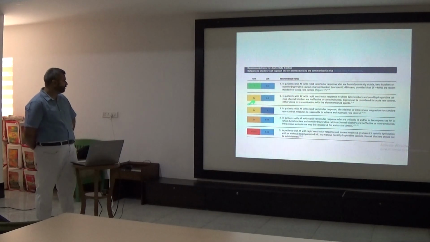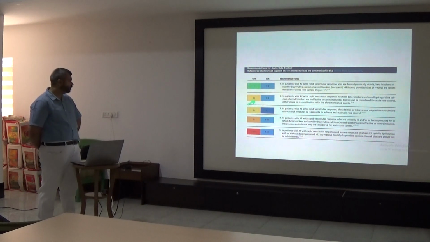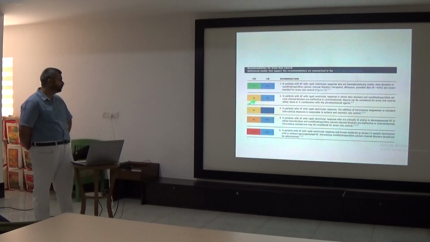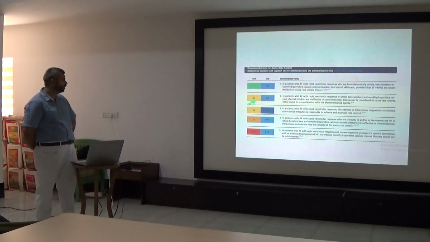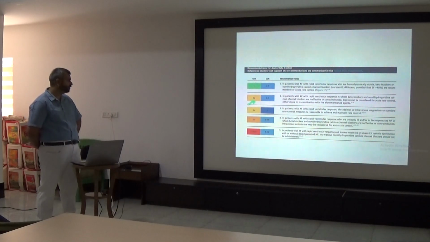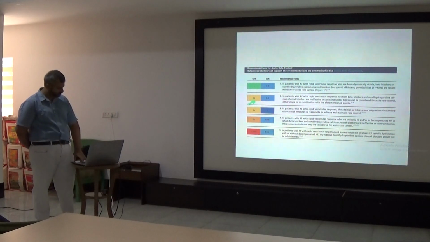For AF, it can be used in a patient in whom the traditional beta blockers or calcium channel blockers are non-effective, contraindicated, or even if the patient is having AF despite the use of these medications.